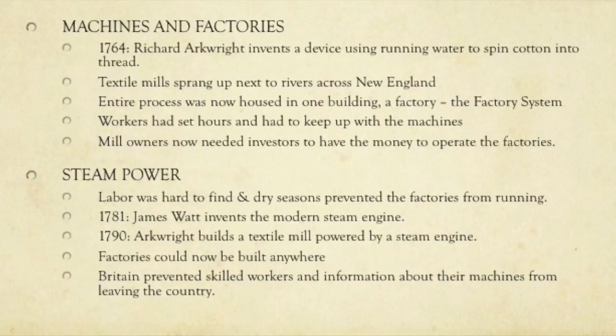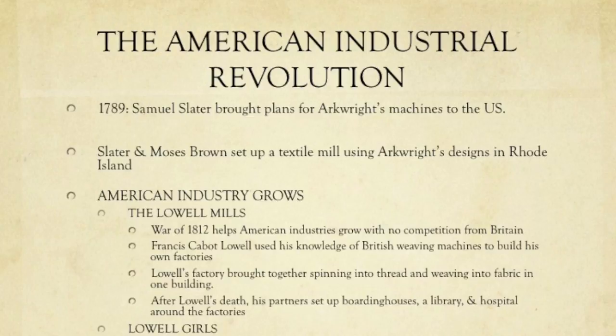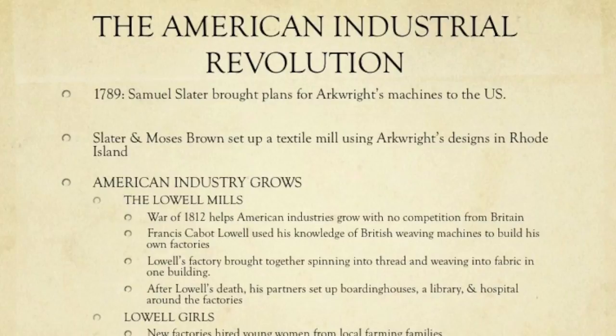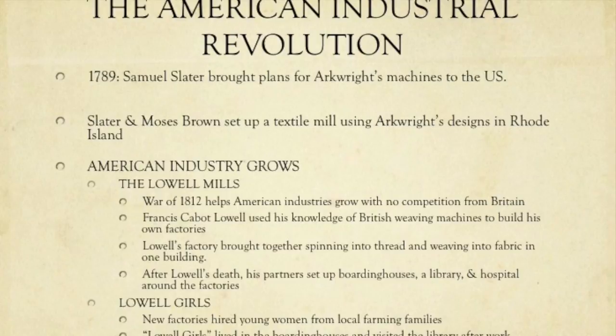But in 1789, Samuel Slater brought the plans for Arkwright's machines to the United States. He kind of stole them. And he and Moses Brown set up a textile mill using his designs in Rhode Island. And with the War of 1812, American industries grow with no competition from Great Britain.